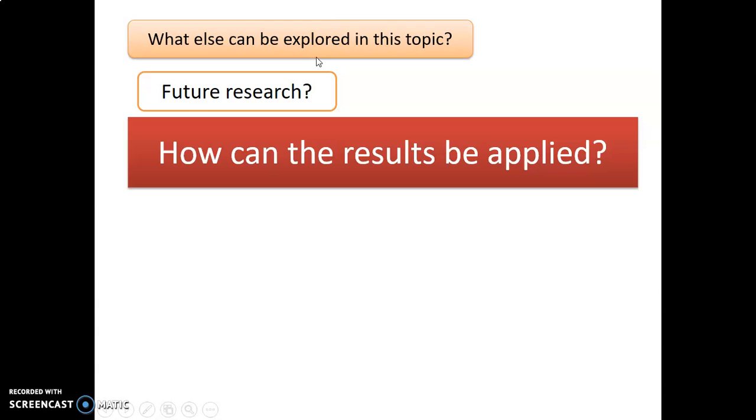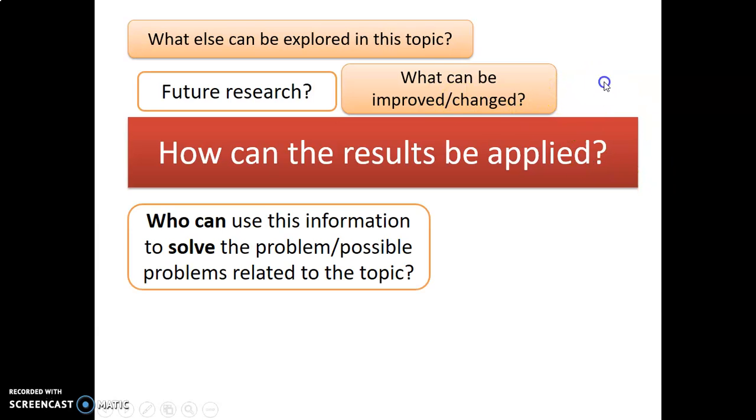Yeah, what else would you like to research about in the following experiments? Yeah, what else do you want to be proven? What else do you want to be clarified in the next research? Something related to the same topic. Also, you can say what can be changed or improved in this experiment that has been conducted. Yeah, maybe you would do something differently.